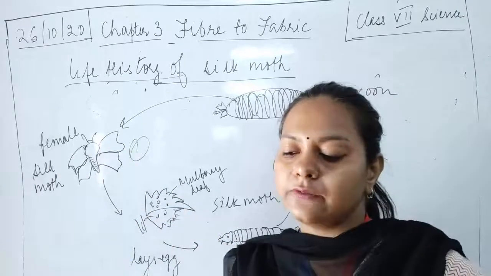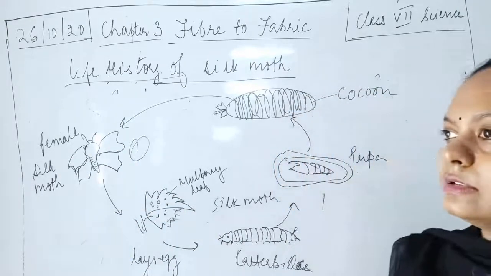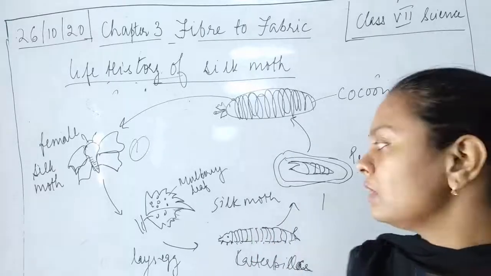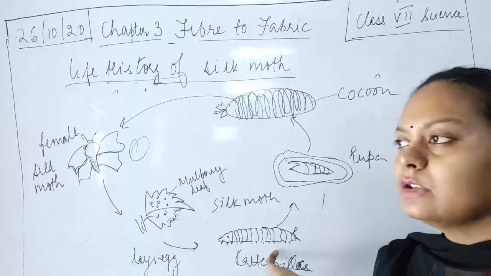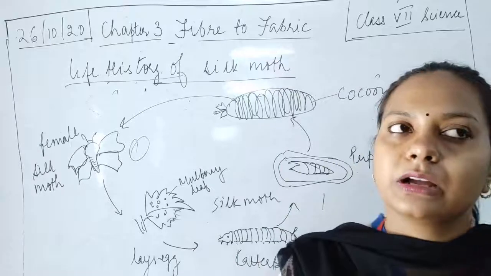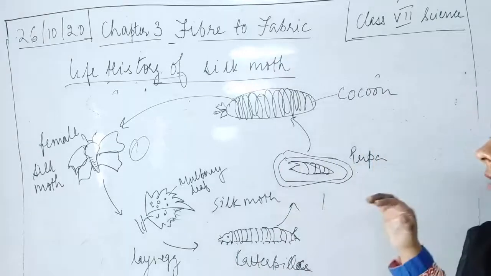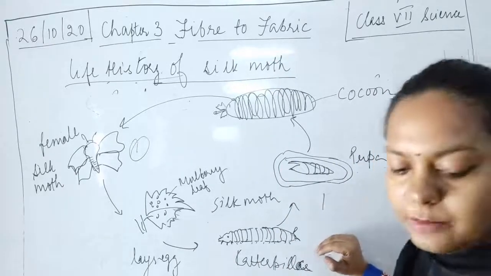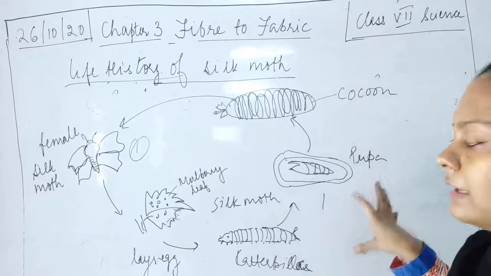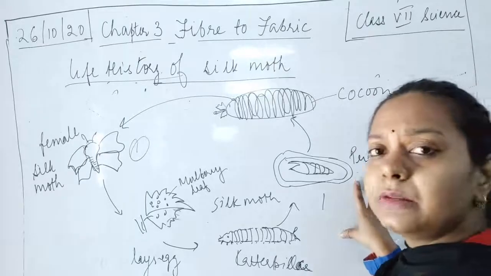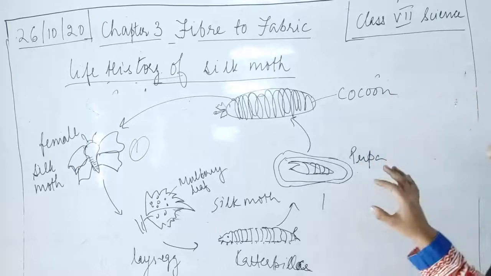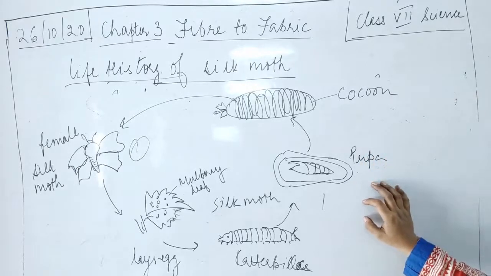The caterpillar eats very voraciously and grows very large in a very short span of time, because it eats so much. Once it has eaten enough, it stops eating and becomes very slow. It enters the next stage, called pupa.